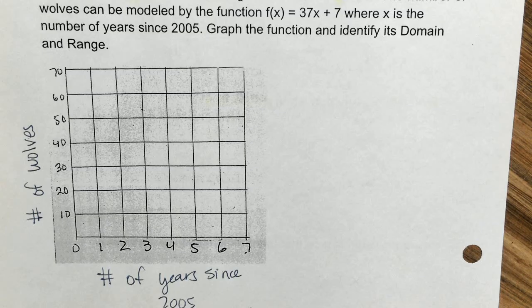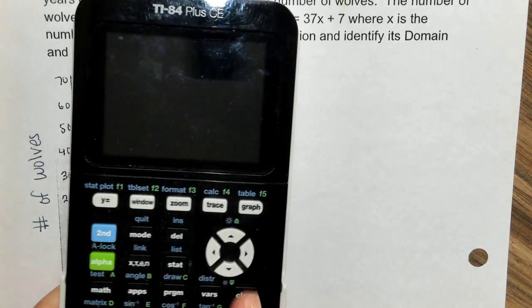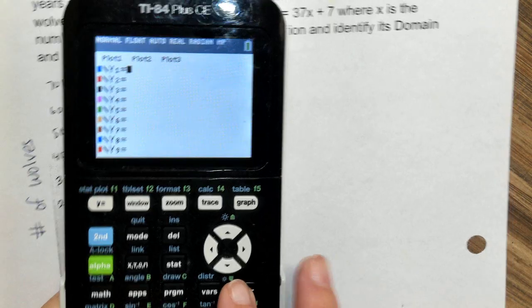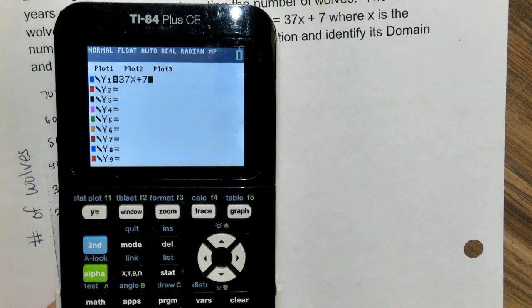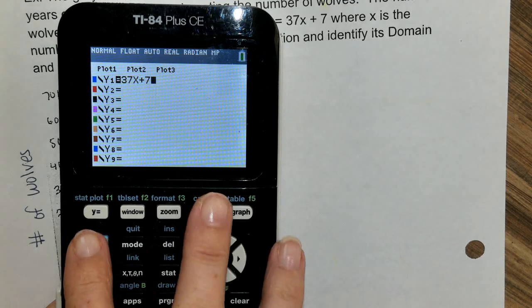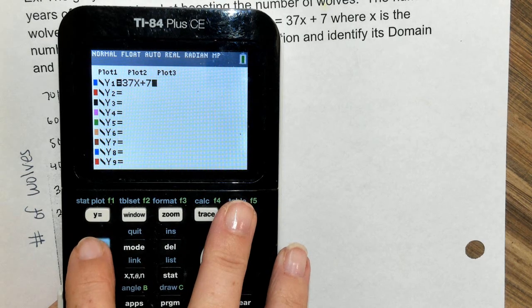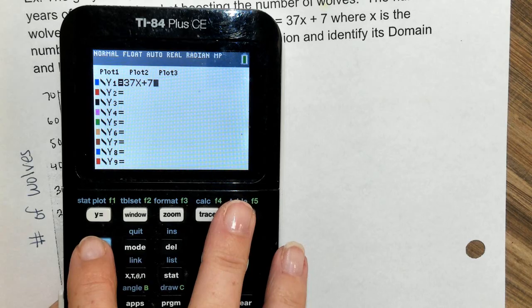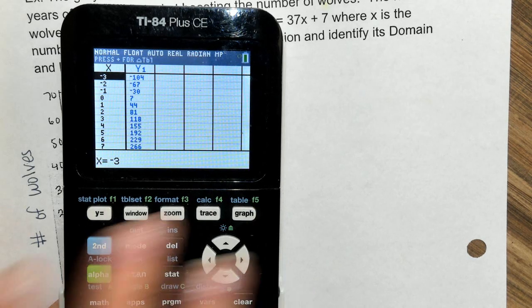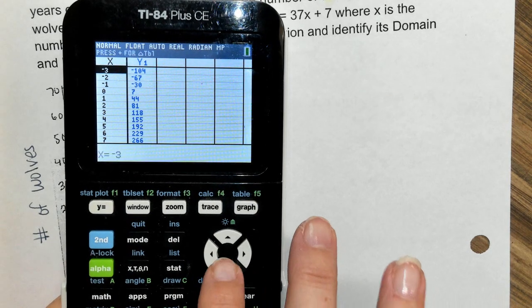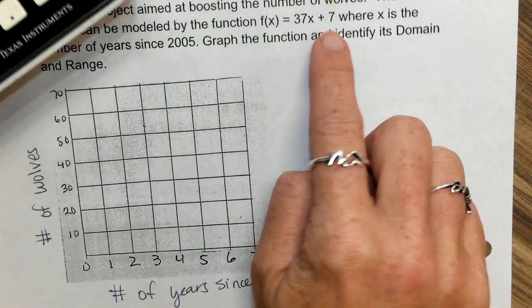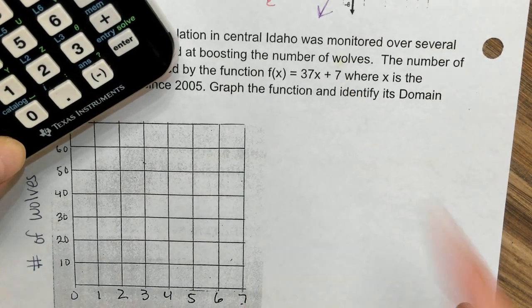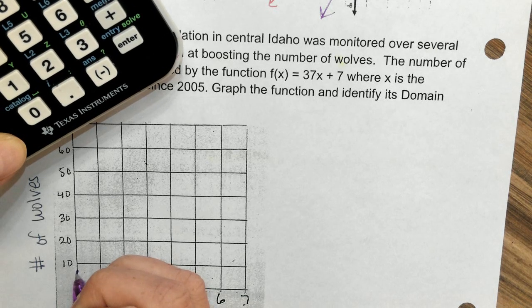So do you think I should use my calculator? Let's go to y equals. Type in 37x plus 7. Go where now? To the table. All right. My first dot is going to be at 0, which I already knew because the y-intercept is 7. So I put a dot.